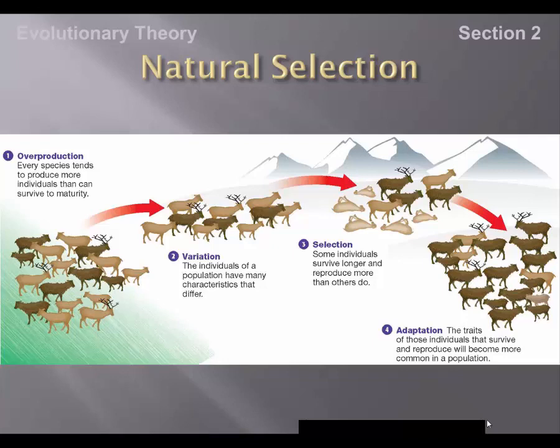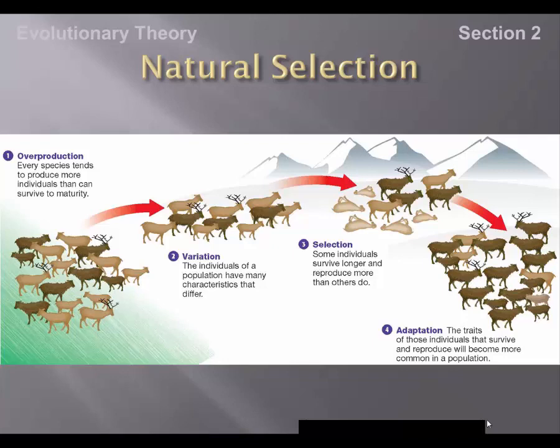And here is the answer to that. Overproduction occurs within every species, in every population of a species. Variation then plays in. So the individuals of the population have many different characteristics. Selection then occurs. It may be an environmental impact. So some individuals survive longer and they reproduce more than others do.